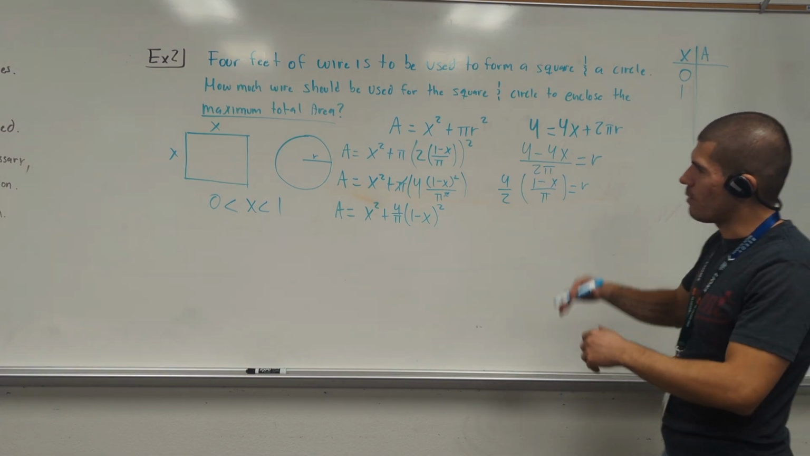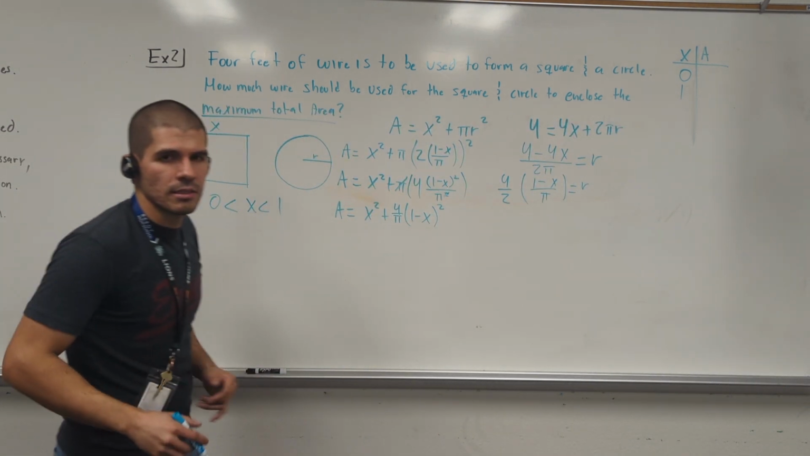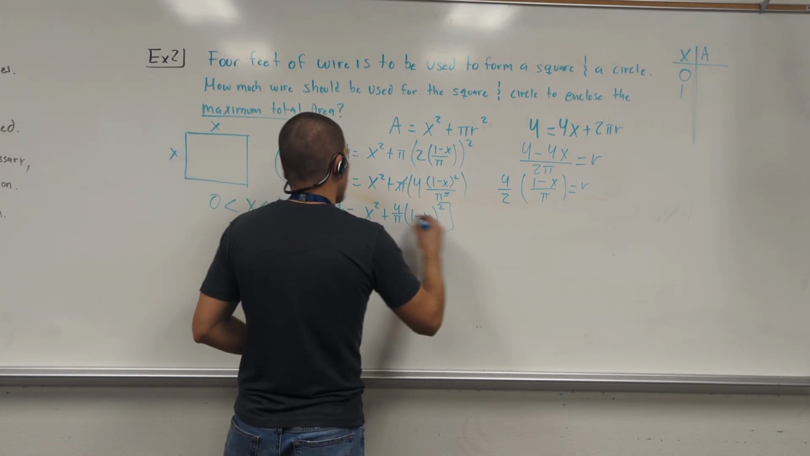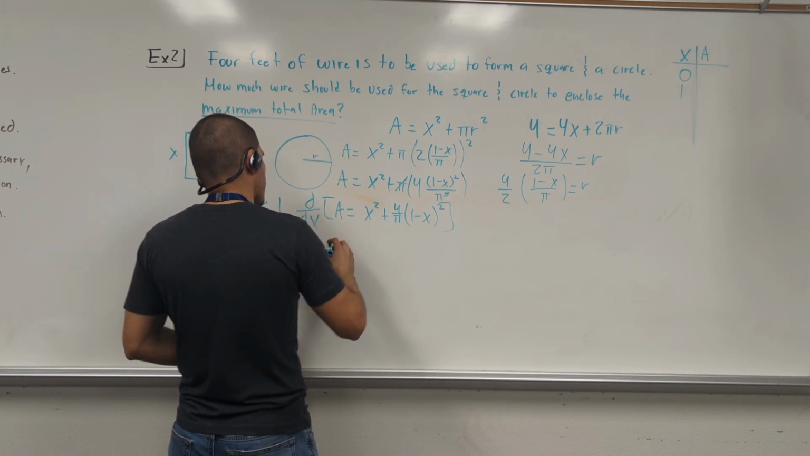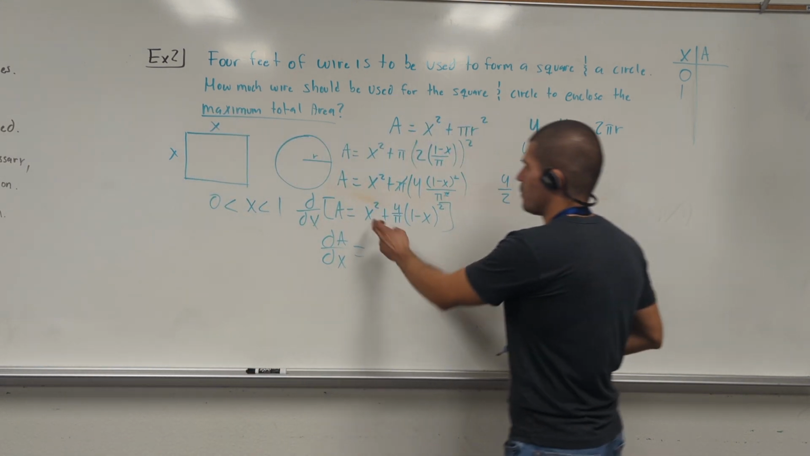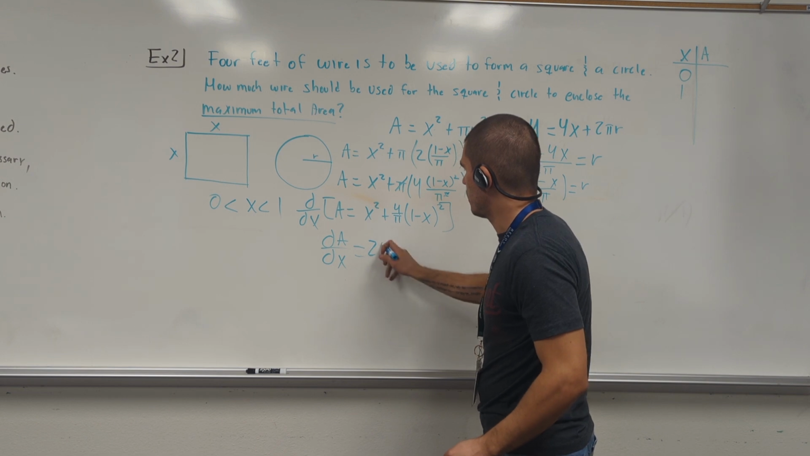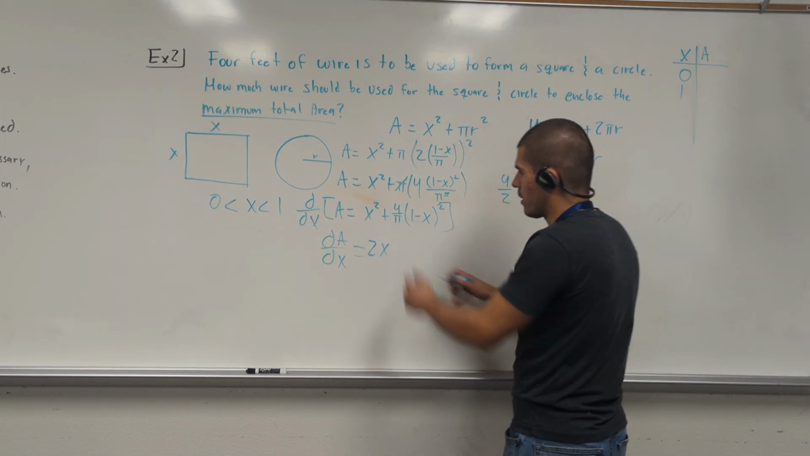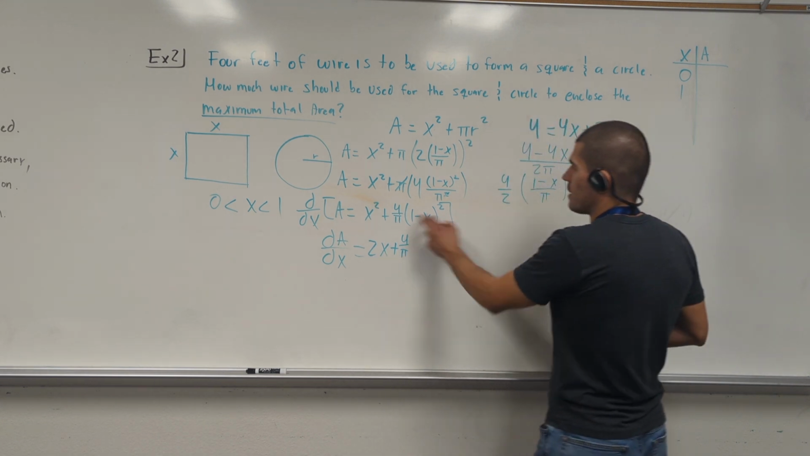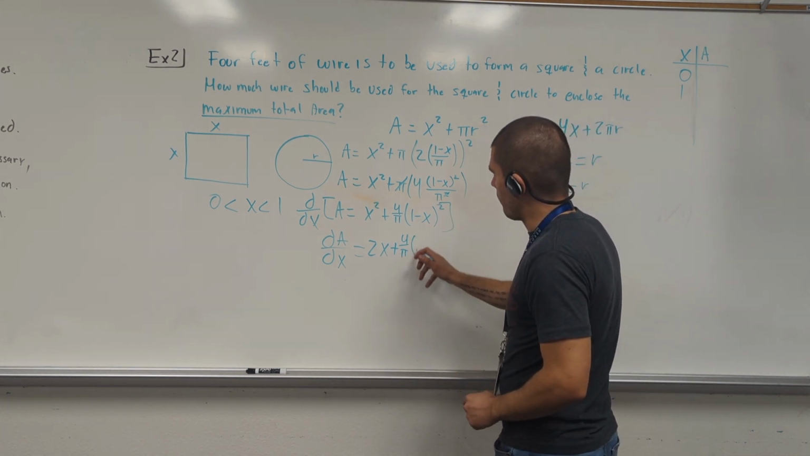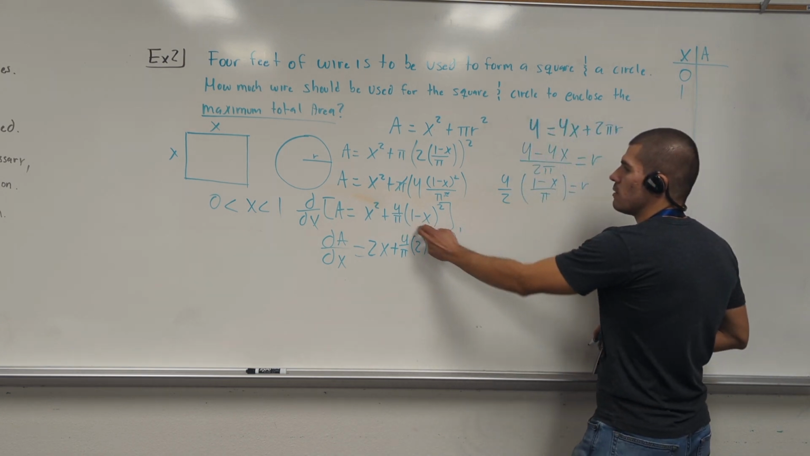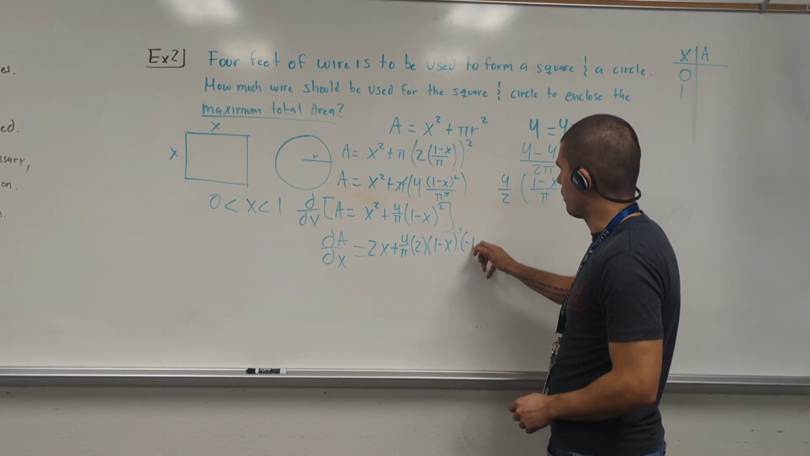So let me come back. Let's figure out any values where I can get this equal to 0. Since this is all x's and this is a's, I'm going to take the derivative with respect to x. So the change in a over the change in x is equal to the derivative of x squared, which is just 2x with respect to x. This is just a constant, so I'm going to leave that alone, so that'll be 4 over pi. This is a chain rule, so I would have a 2 in the front, 1 minus x, the power goes down to a 1, and the derivative of 1 minus x would be negative 1.